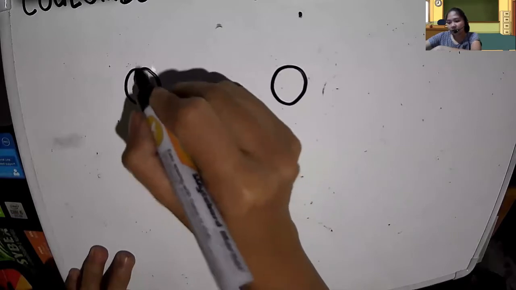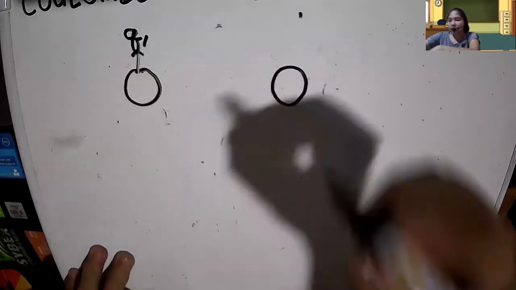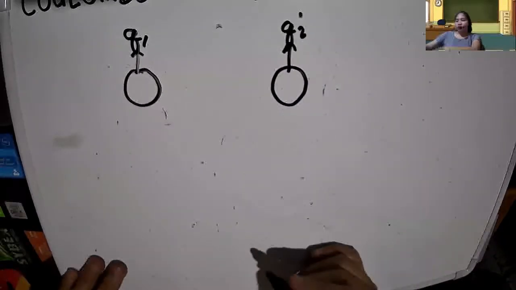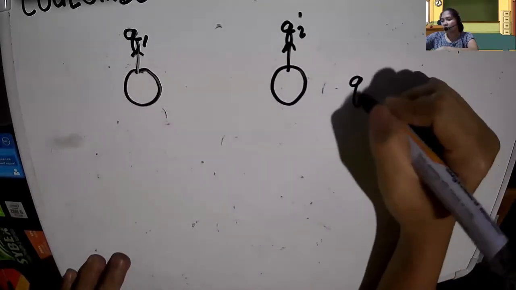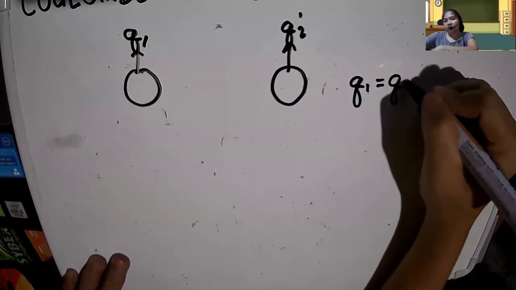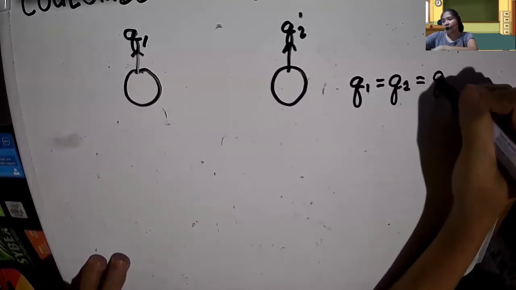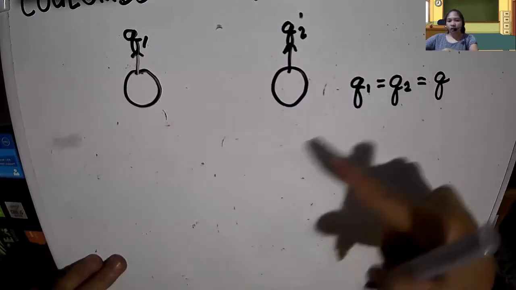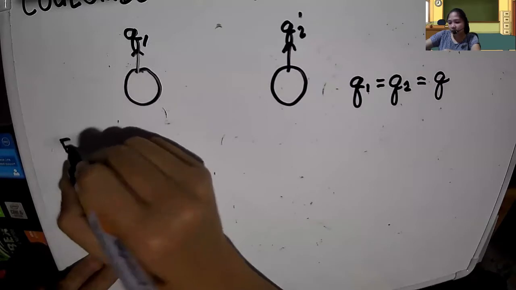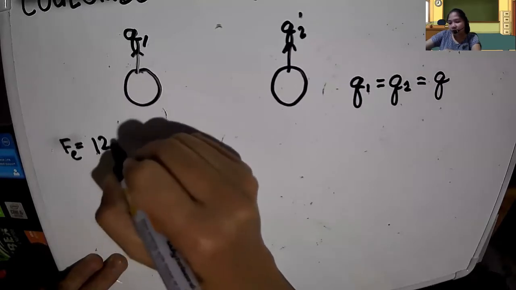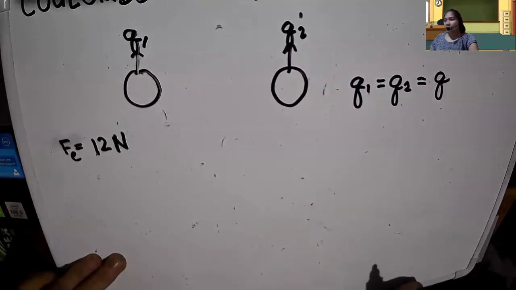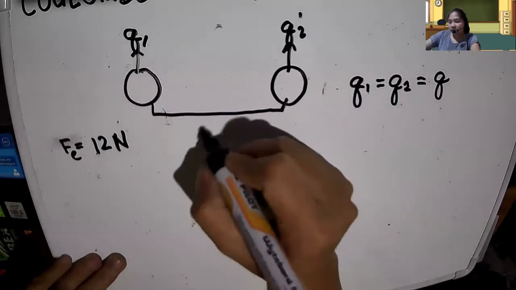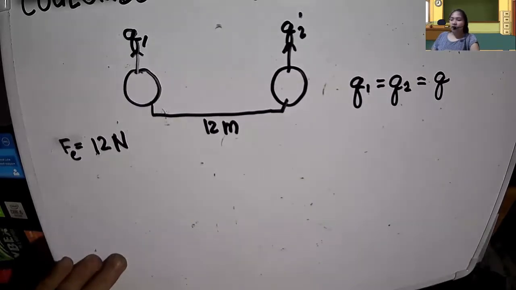So let's have Q1 here and Q2. Now they are equally charged, so therefore we can say that Q1 is equal to Q2, and let's just denote this with Q. Two equally charged spheres exert 12 Newton to each other. So the force here is equal to 12 Newton, and the distance between them is 12 meters.